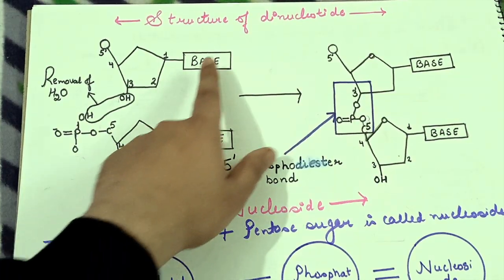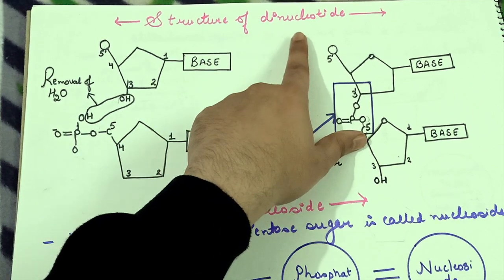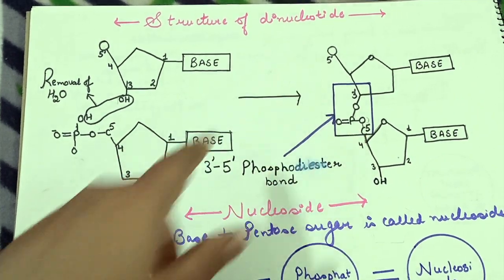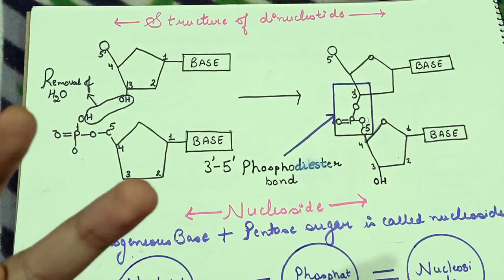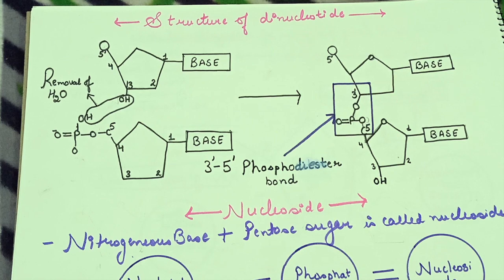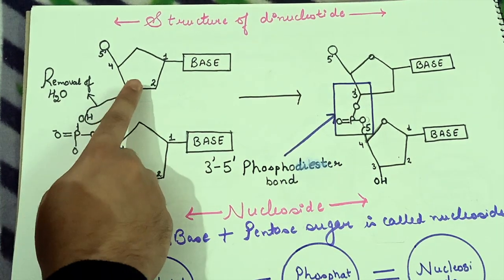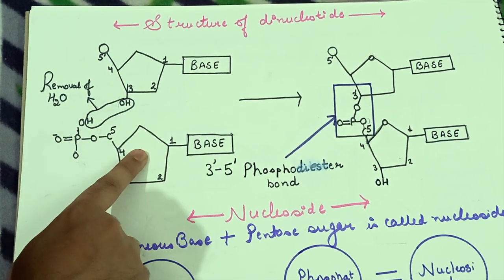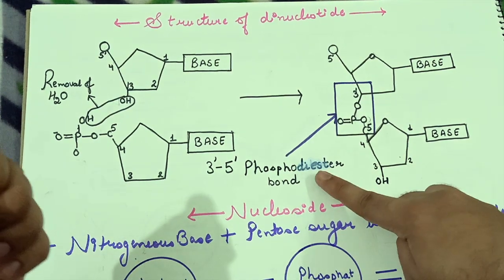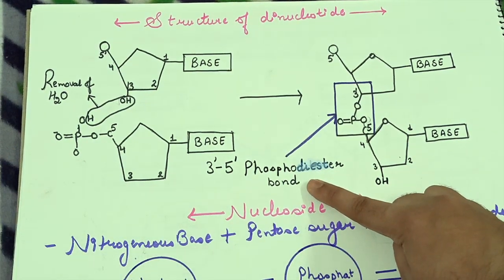Now let us study structure of dinucleotide. Now what do you mean by dinucleotide? Dinucleotide means when two nucleotides are joined together, they form dinucleotide. Given below is one nucleotide and here is the second nucleotide. Now these two nucleotides join by phosphodiester bond.